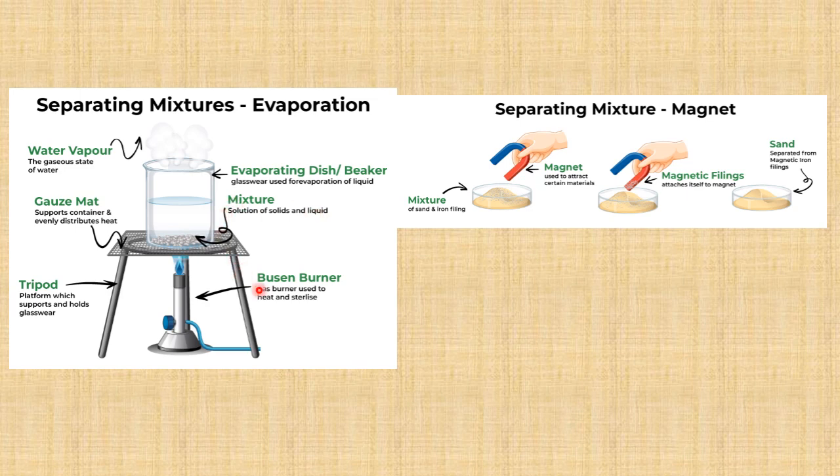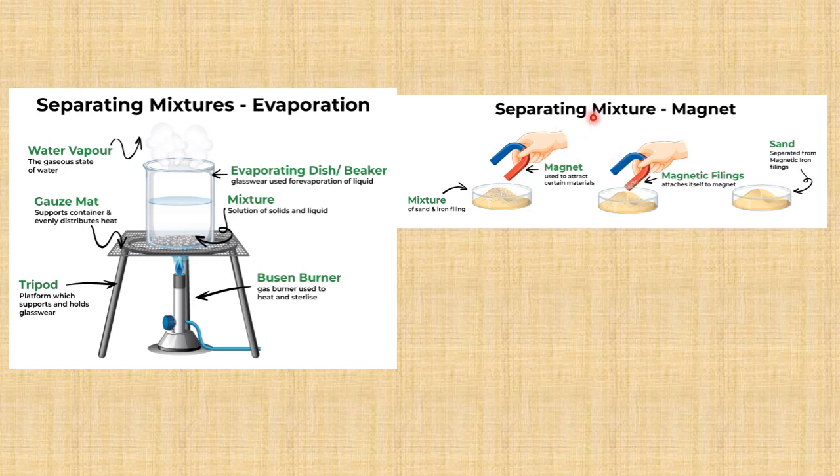So what happens is that we use a Bunsen burner to heat up the substance. This is a gauze mat, and we have a glassware for evaporation. For example, a salt and water solution. Once heat is applied here, the water evaporates, it forms vapor, leaving the salt behind, and because the salt does not evaporate with heat, at the end of the day we get dry salt while the water is evaporated.